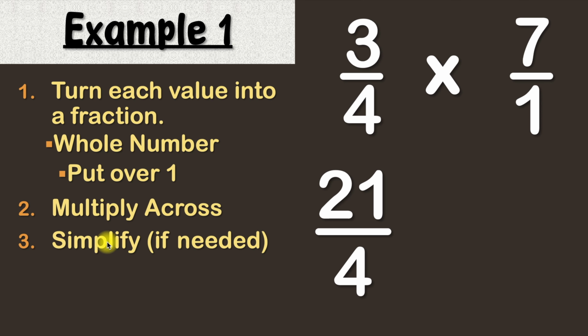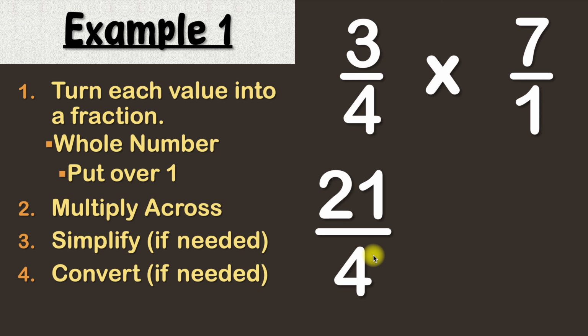Step 3 is to simplify if we need to. But there's no number that can divide both 21 and 4. So we can go to step 4, which is to convert if we need to. Here we do, because we can't leave this answer like this because it's an improper fraction. So we need to take this improper fraction and convert it to its equivalent mixed number.